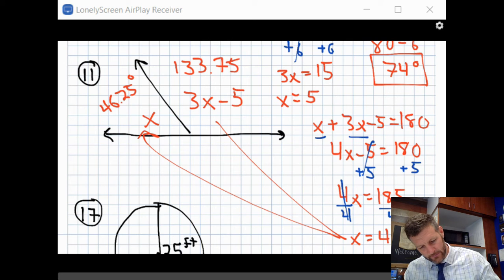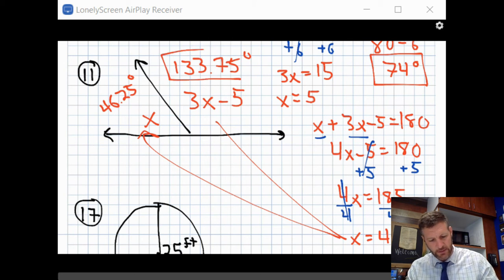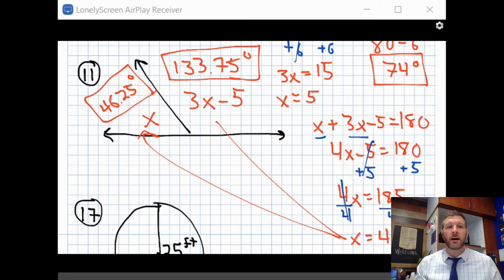133.75. Okay, and I know that these two amounts must be correct. One, check your answer, but two, they should add up to 180. And I can quickly check on my calculator that they do in fact add up to 180. So there we go, an angle and its supplement, where one of the angles is 5 less than 3 times the other one.